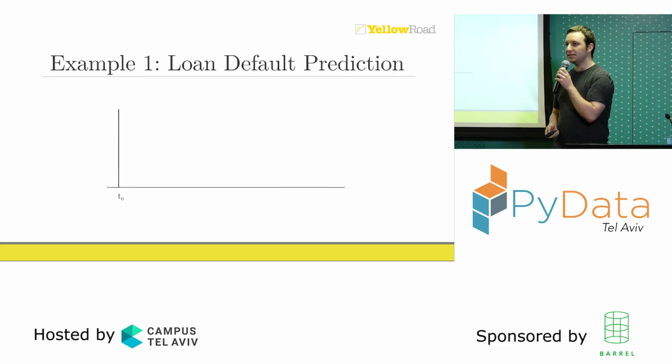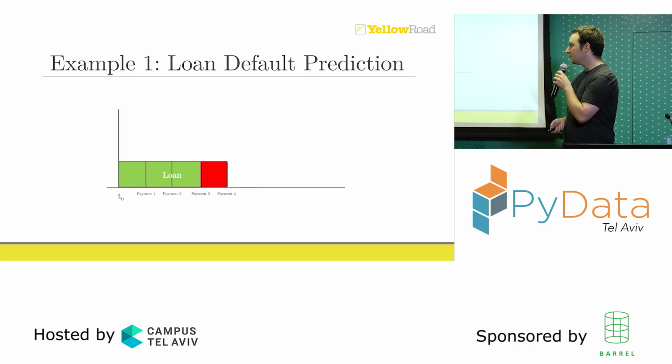My first example is about a loan default prediction model. We had data about loans to small businesses, and we were trying to predict if the loan is a good loan like this one, where all of the payments are returned on time, or a bad loan like this one, where one of the payments was late, a default loan.